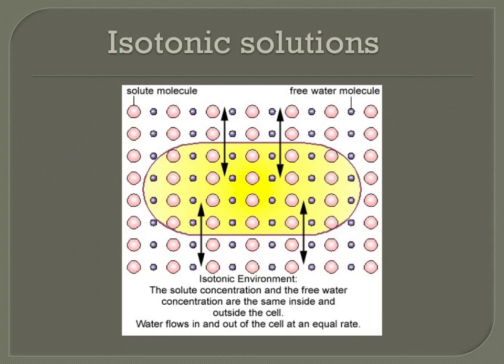Since cells in this type of environment are in equilibrium, there is the same amount of stuff and the same amount of water inside and outside of the cell. There is no net movement of water. Diffusion of materials into and out of the cell occurs at the same speed.